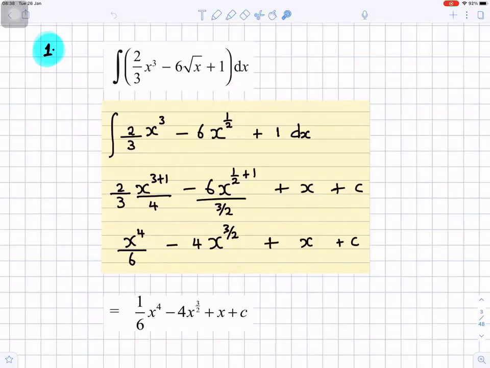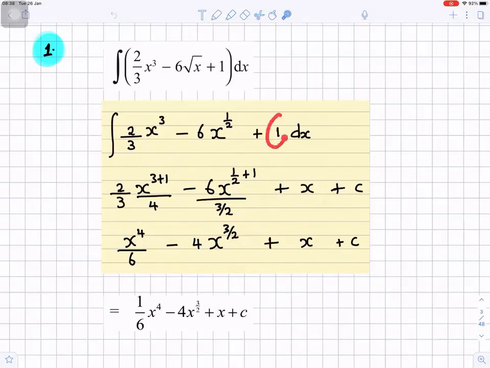So when we integrate, we add 1 to the power and divide by the new power. So it's x to the 3 plus 1, divided by the new power, which is 3 plus 1, is 4. So it's 2 over 3 times x to the 3 plus 1 over 4, minus 6 x to the half plus 1. You add 1 to the power. Half plus 1 gives you 3 over 2, and you divide by 3 over 2.